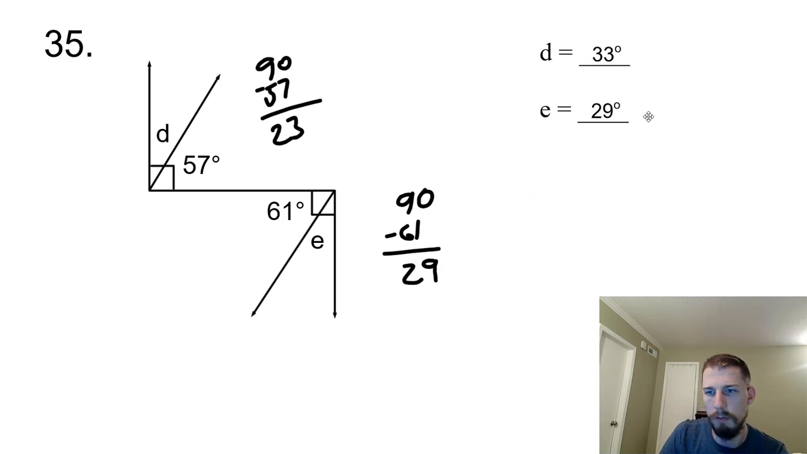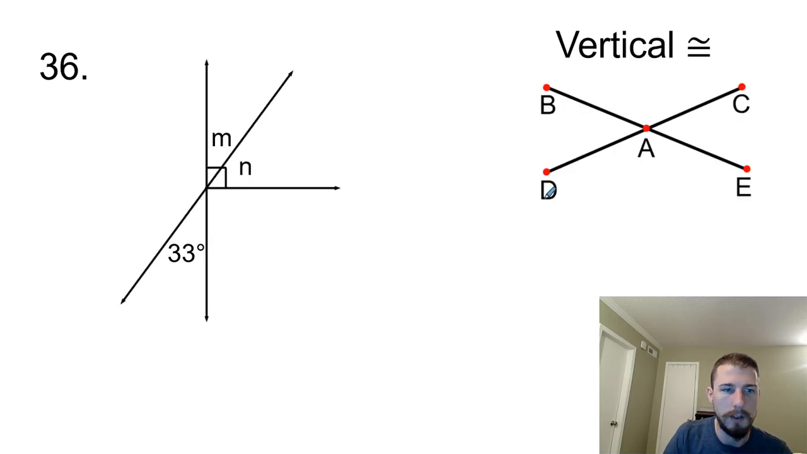And those should be our answers. 33. Did I do that wrong? I believe so. Yeah, that would be 33. Sorry about that. Okay, we'll fix it. That's what I wrote. It was totally 33 the whole time. All right, so 33 and 29. So that's going to be the values for D and E. I think that's it. Nope, got one more for you.